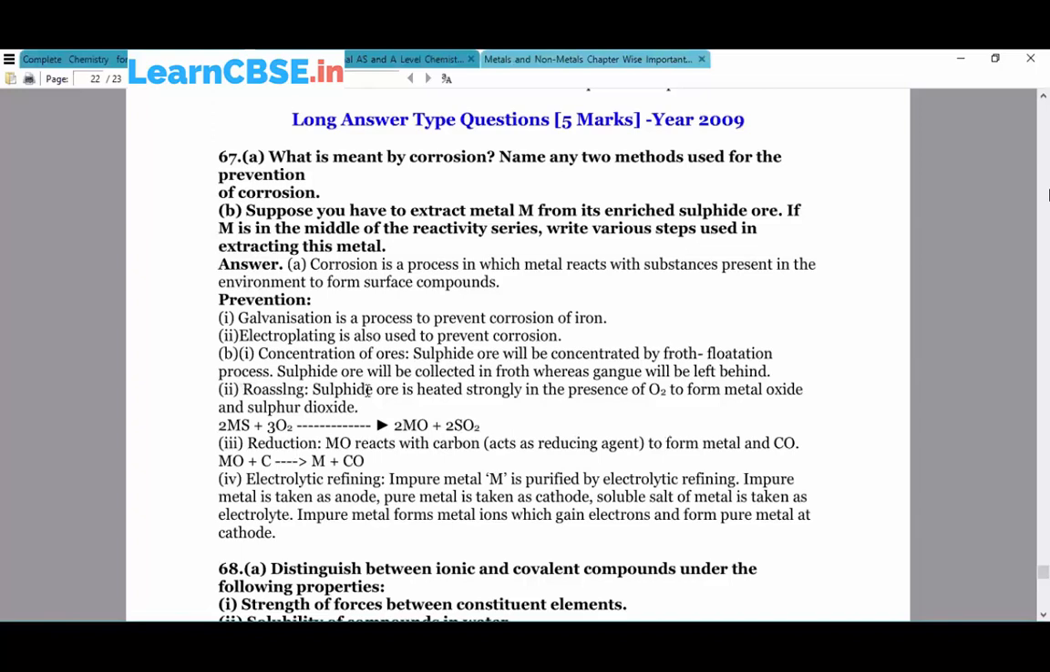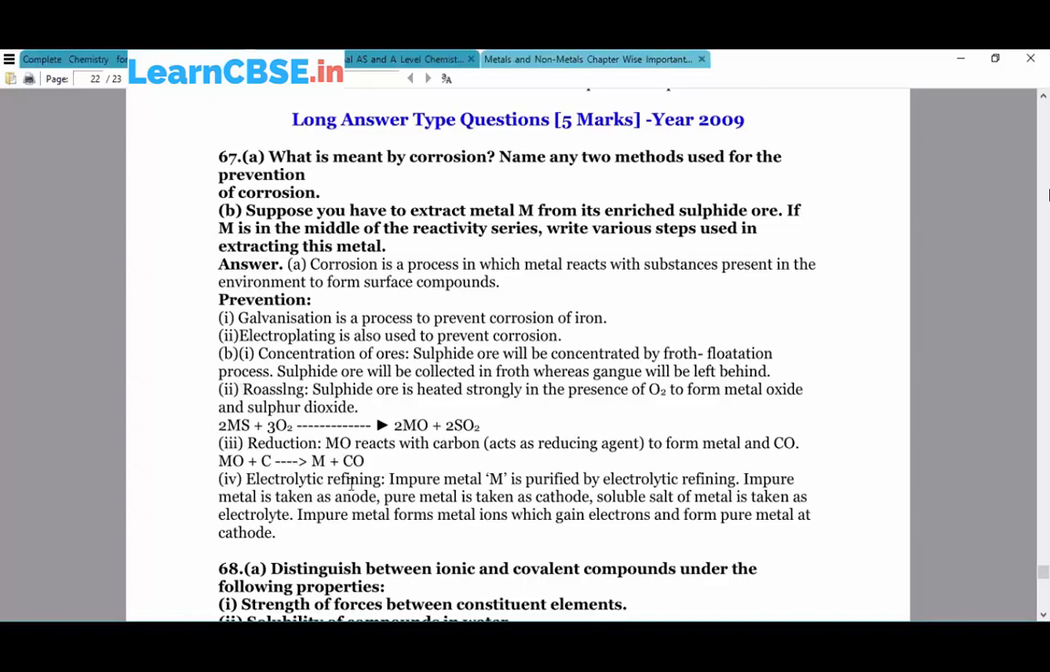Roasting: the sulfide ore is heated strongly in the presence of oxygen to form the metal oxide and sulfur dioxide. 2M is the general form for the metal. 2MS plus 3O2 gives 2MO plus 2SO2. Reduction: the next step is to remove the oxygen from the metal to get the metal in free state. MO plus C gives M plus CO.